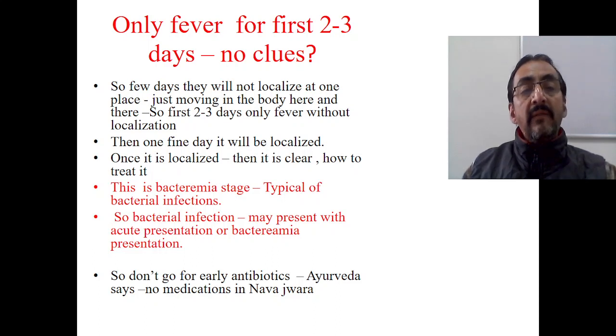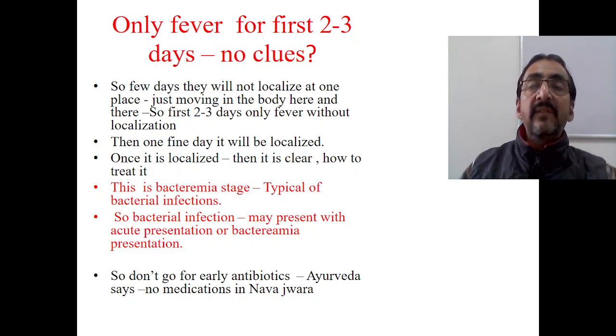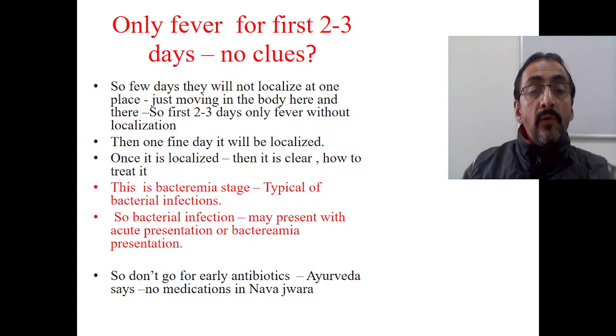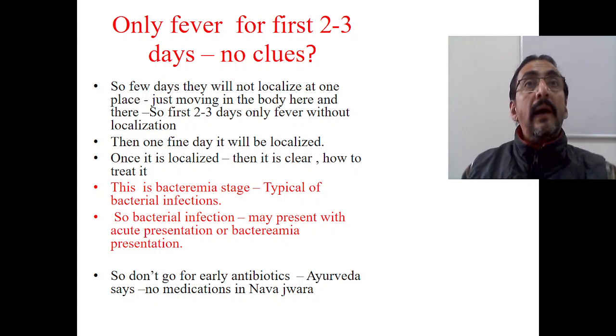So bacterial infections may present with acute presentations, or sometimes bacterial infections may present with a bacteremia-like presentation. Bacteremia means they are circulating in the blood, but they are not releasing the toxins. Okay, acute presentation means they are present in the blood and they are releasing so many toxins. So don't go for early medications. The idea is very clear. So don't go for early medications.